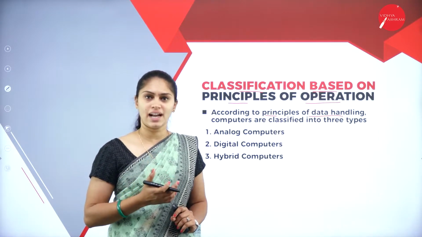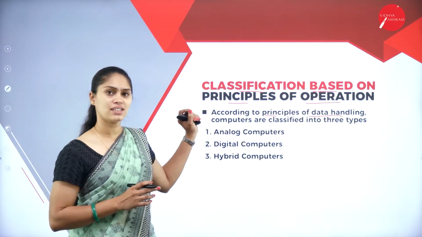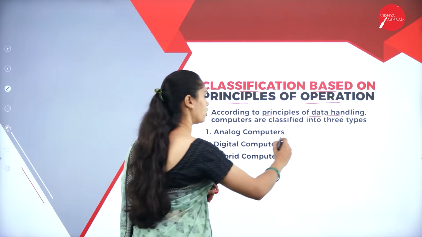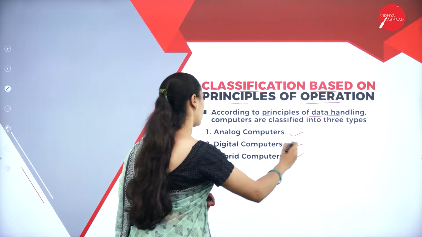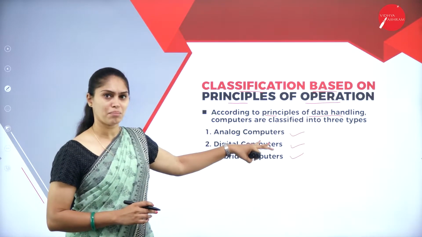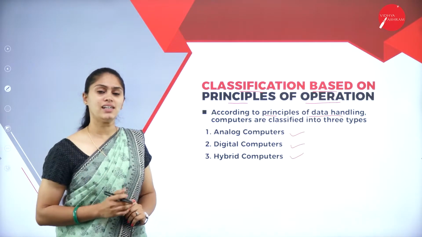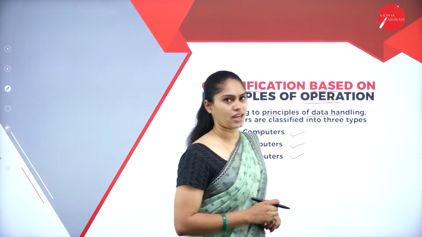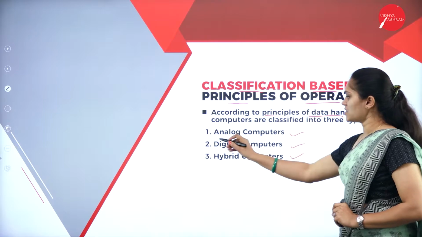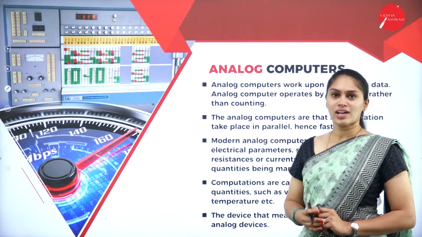Based on how the data handling takes place, we are going to divide computers into three types: analog computers, digital computers, and at last, hybrid computers. So here I am classifying computers based on the operation, how the data will be handled. We'll see what we mean by analog computers first.